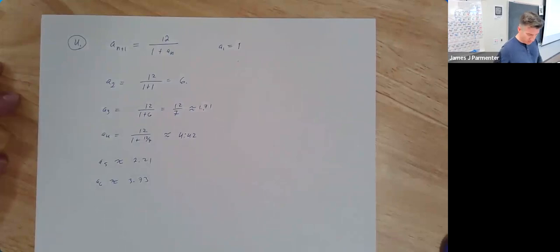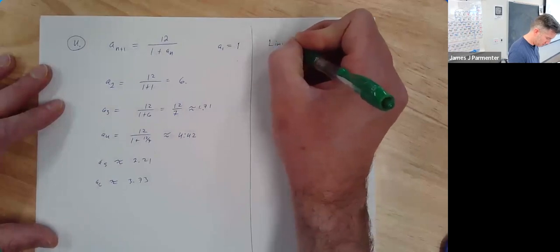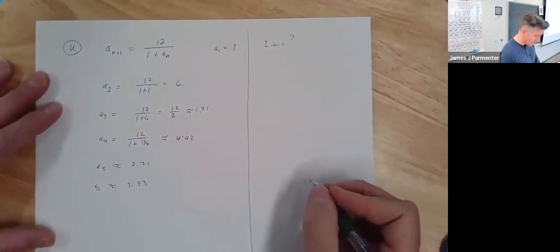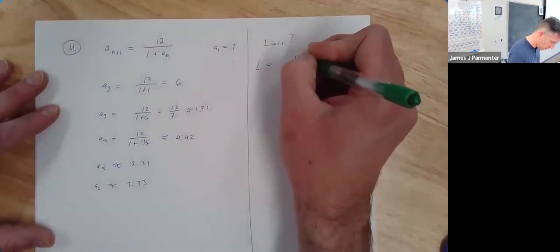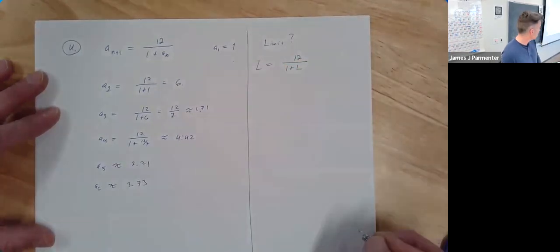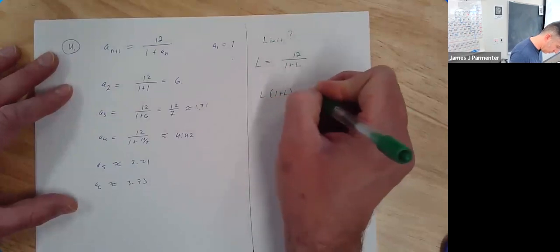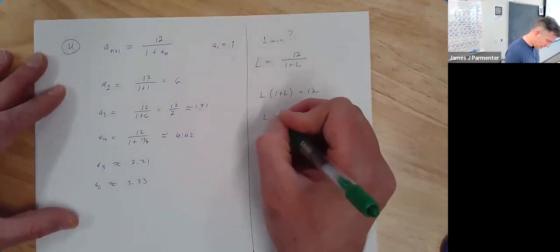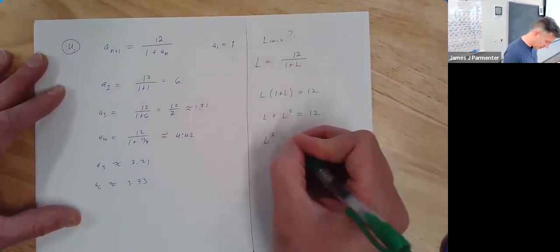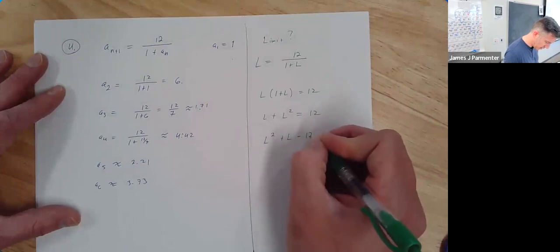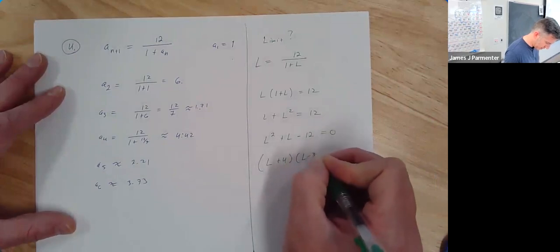So let's go ahead and find what our potential limits are. We're going to take this and replace them with L. So we've got L equal to 12 over 1 plus L. I want to get rid of that denominator. So I've got L times 1 plus L equal to 12. Multiply it out. L plus L squared equal to 12. Bring everything to the left and write it as L squared plus L minus 12 equals 0. And that factors as L plus 4 times L minus 3.